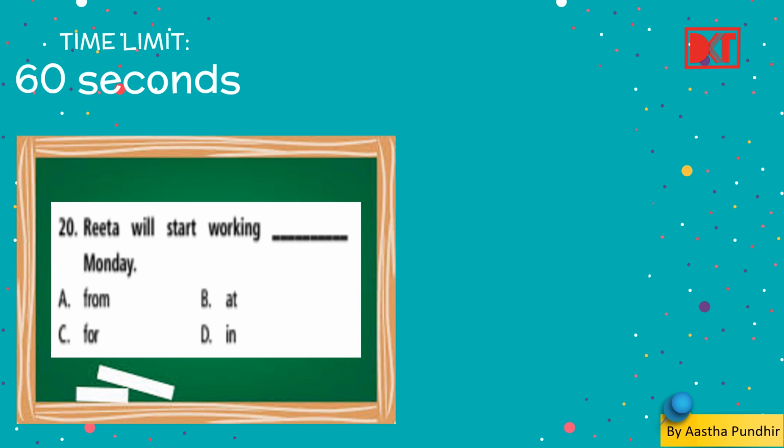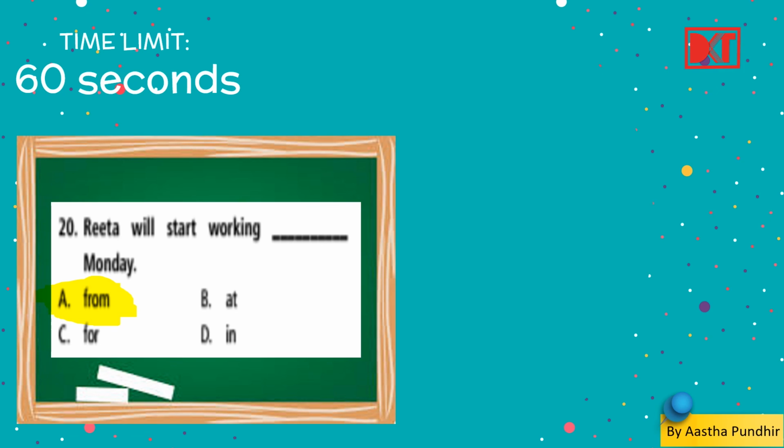All right, now next. Rita will start working dash Monday. From Monday, at Monday, for Monday, or in Monday. Okay, so here the correct answer is Rita will start working from Monday. From Monday, we're talking about the duration. When will she start? From is used for certain duration. So she will start from Monday.